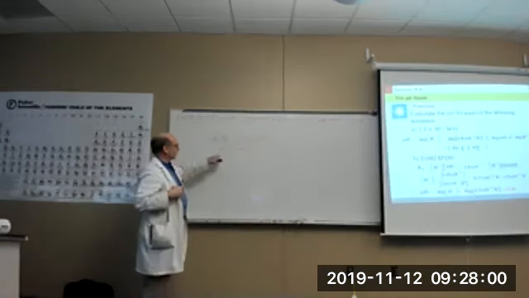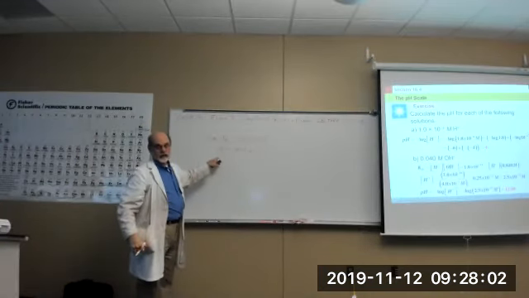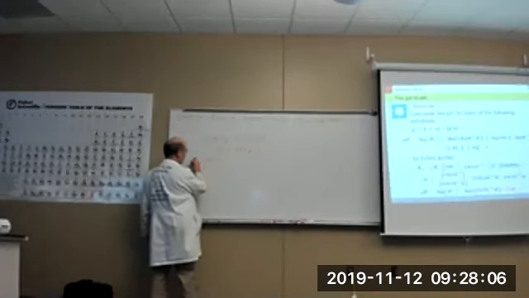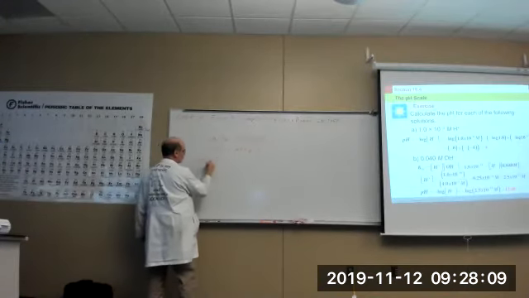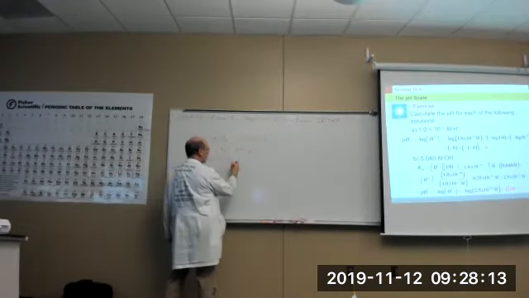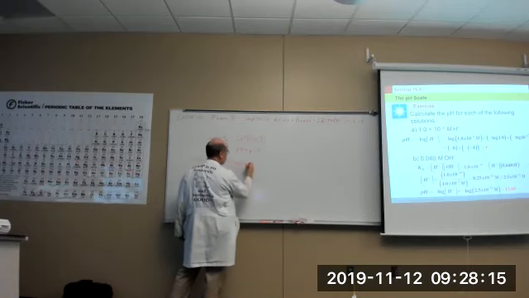So it'd be nice to know what pKw is for water. Right? 1 times 10 to the minus 14, negative log of that is equal to 14. So 14 equals pH plus pOH.